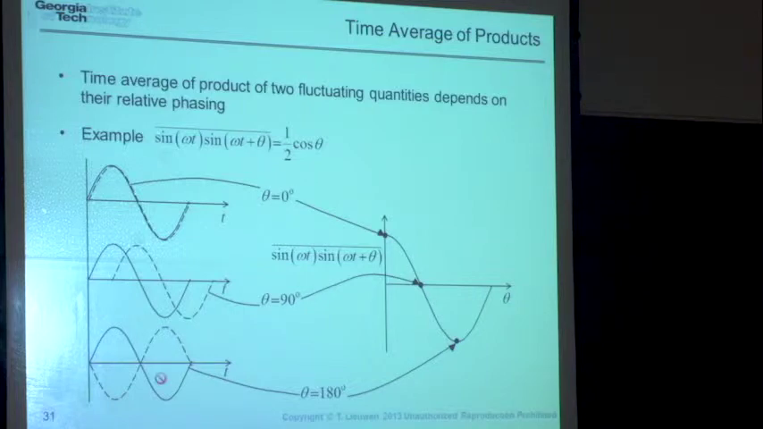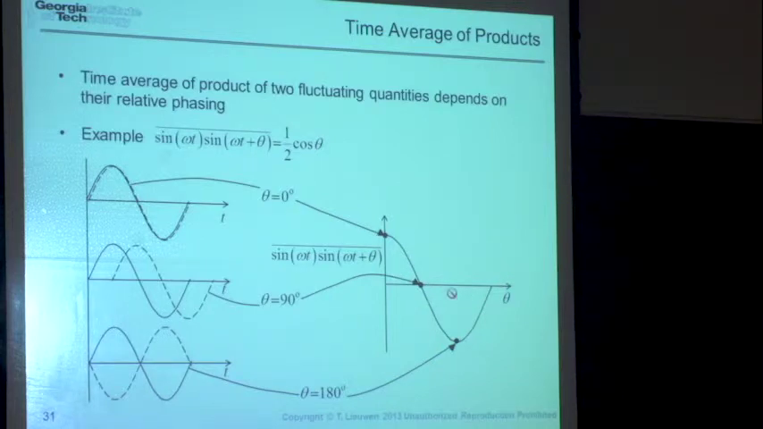If the phase shift between the two is 180 degrees, they're always opposite, right? When this one's positive, that one's negative. When that one's positive, that one's negative. So I go down to minus a half. So if I plot the time average as a function of the phase offset, it looks like this.